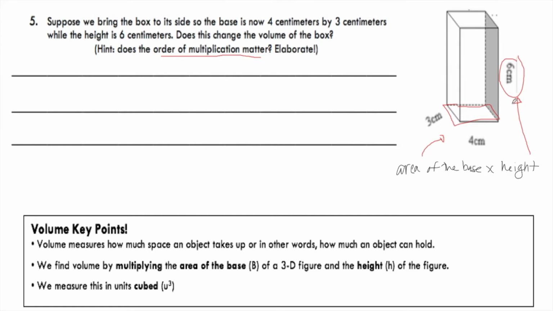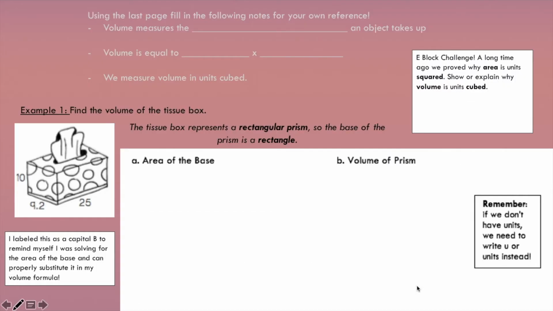So our big key points for volume is volume measures how much space an object takes up, or in other words, how much an object can hold. We find volume by multiplying the area of the base, that capital B of the 3D figure, and the height h of the figure. And we measure this in units cubed, not squared, units cubed for volume. All right, let's move on to our first real example. So go ahead, using the last page, fill in the notes for your own reference. So volume measures the blank an object takes up, and volume is equal to what times what. And then again, we measure this in units cubed with that little 3 exponent.